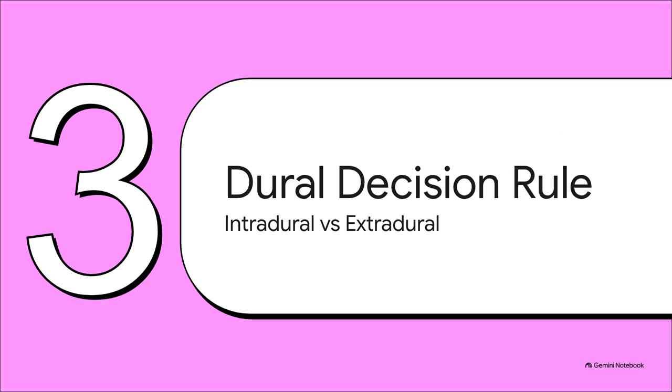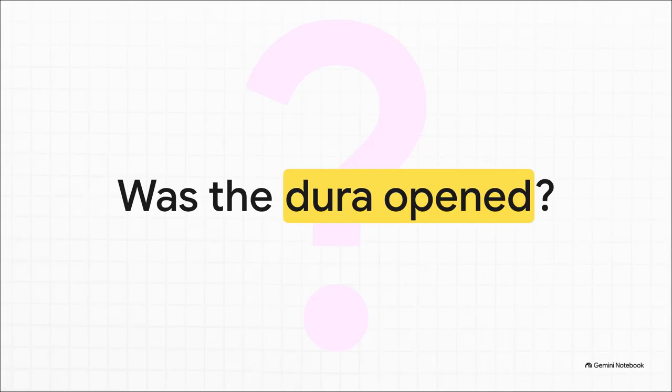All right, Section 3. This is the big one, the dural decision rule. This takes us into the second phase of our triad, the definitive resection. For this phase, your entire coding logic hinges on one absolutely critical clinical boundary. If you remember nothing else from this explainer, remember this single question. Was the dura opened?